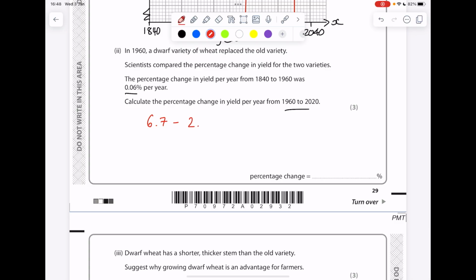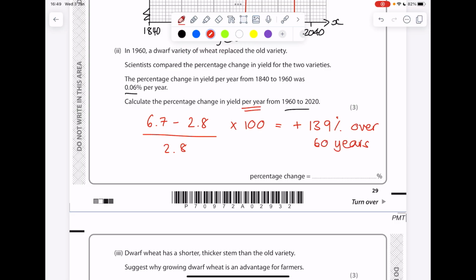6.7 minus 2.8 over the original times by 100. So you've got a mean increase of 139% over 60 years. But it wants it per year. Notice it's worth 3 marks. So do 139 divided by 60 to get 2.3%.